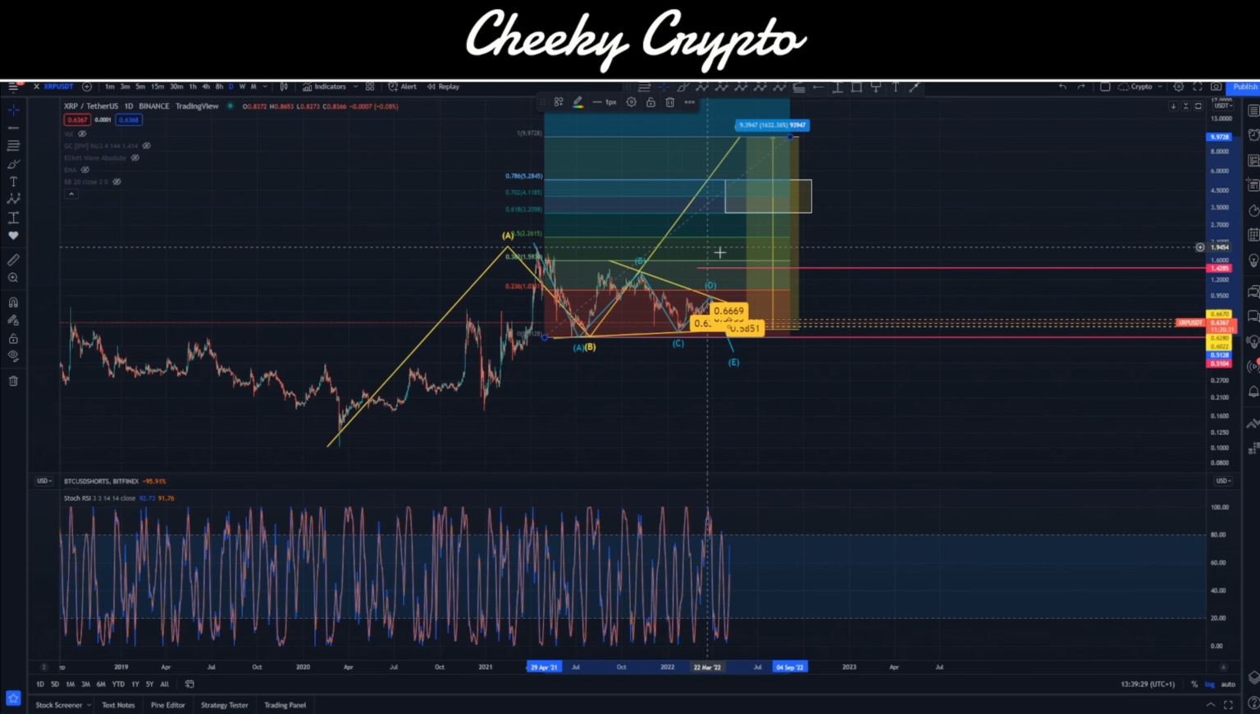So just keep in mind that the E wave is not done, in my opinion, yet. We've still got a little bit more to come down. And in doing so, we'll potentially lower our target. But as it stands at the moment, it's $9.97.